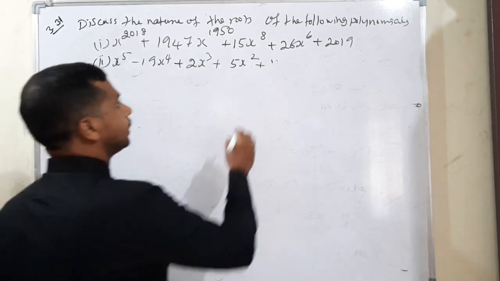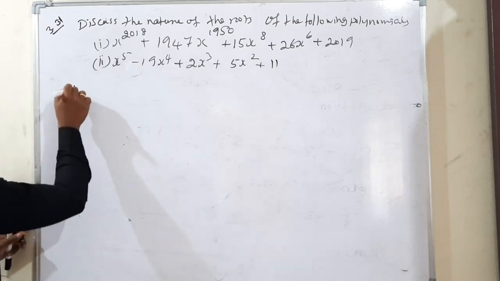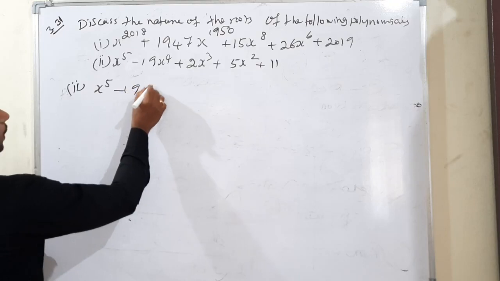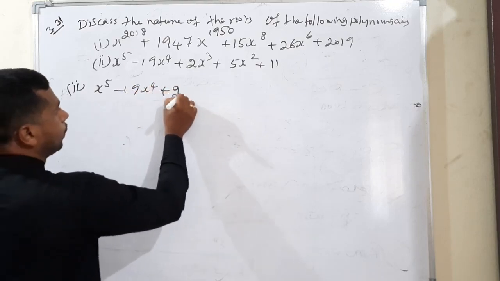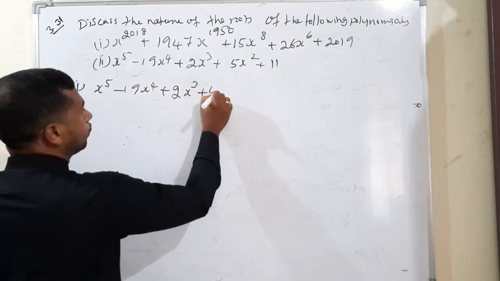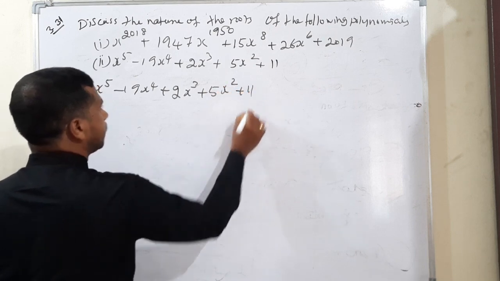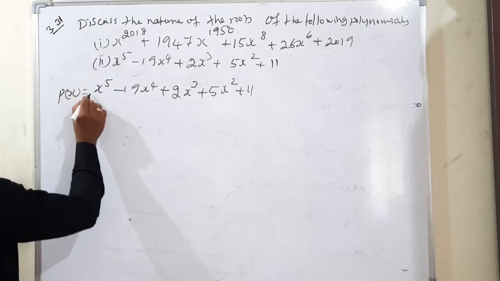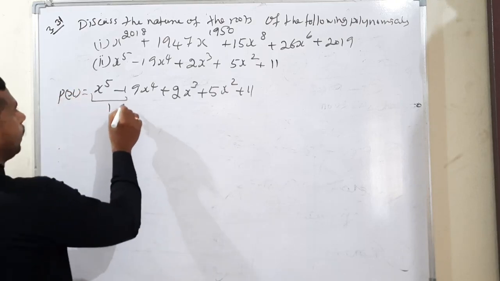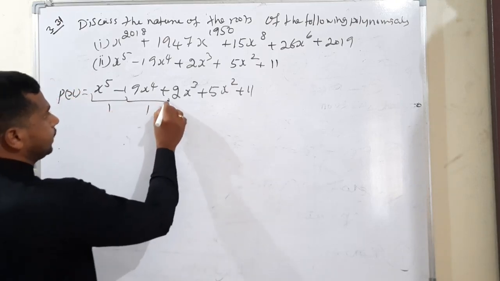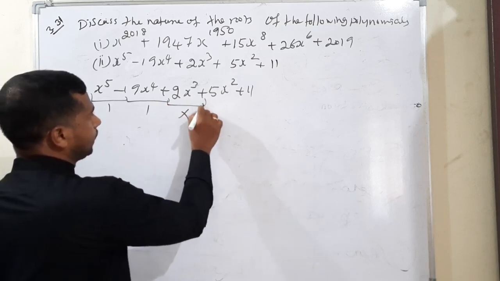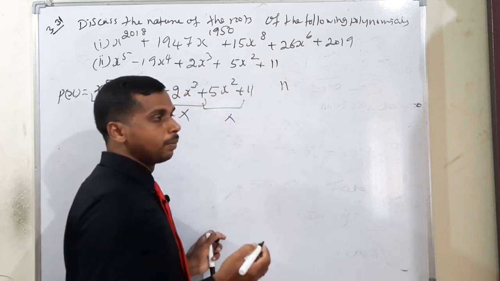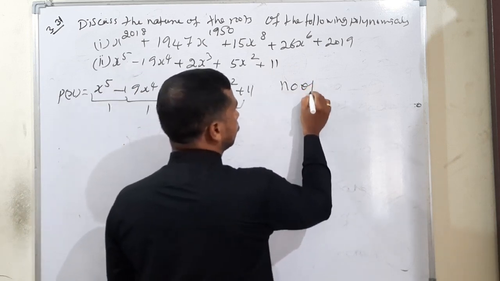Subdivision 2: x to the power 5 minus 19x to the power 4 plus 2x cube plus 5x square plus 11. This is considered for p of x. Plus 2 minus 1 sign change, minus 2 plus 1 sign change, plus 2 plus no sign change, again plus 2 plus no sign change. Therefore, in positive real roots, the number of sign changes is equal to 2.